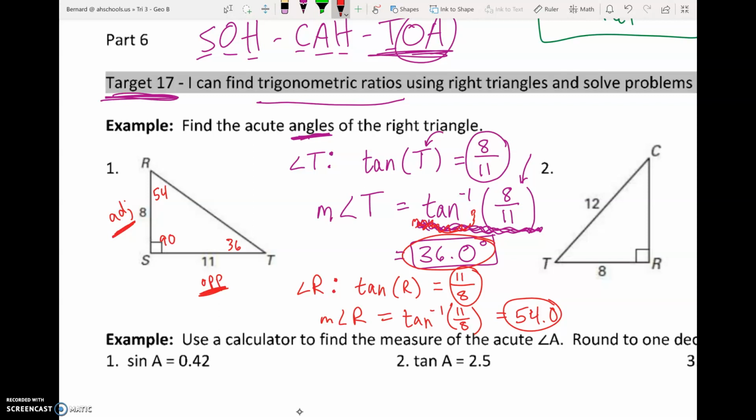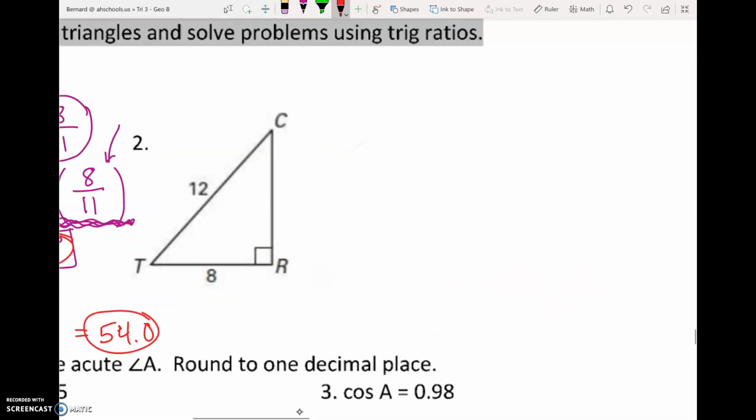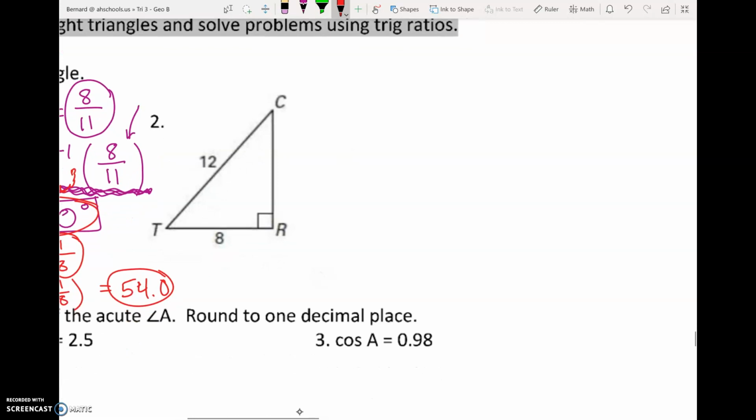Yesterday we used a degree measure and we found a side. Today we're using two sides and it helps us find a degree measure. So let's whip through that again real quick. I know this video takes a lot of explaining right now. Let's find T and C.